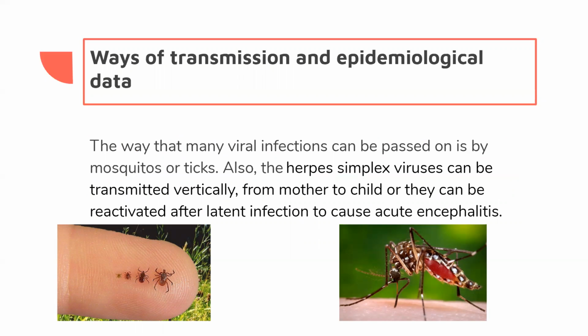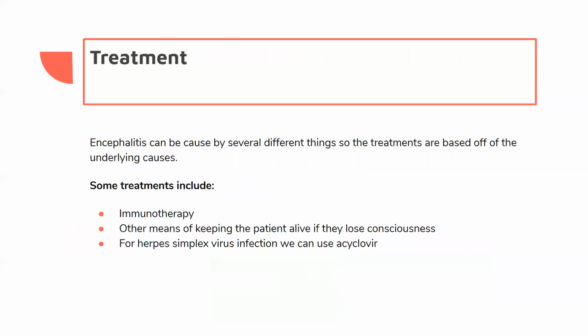Ways of transmission and epidemiological data. The way that many viral infections can be passed on is by mosquitoes or ticks. Also, the herpes simplex virus can be transmitted vertically from mother to child, or it can be reactivated after latent infection to cause acute encephalitis. And here I put pictures of ticks and mosquitoes.